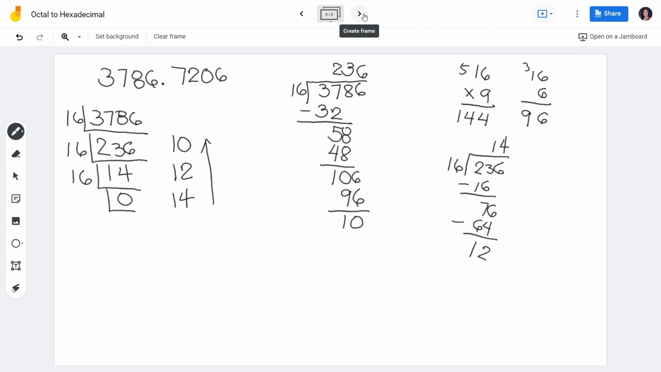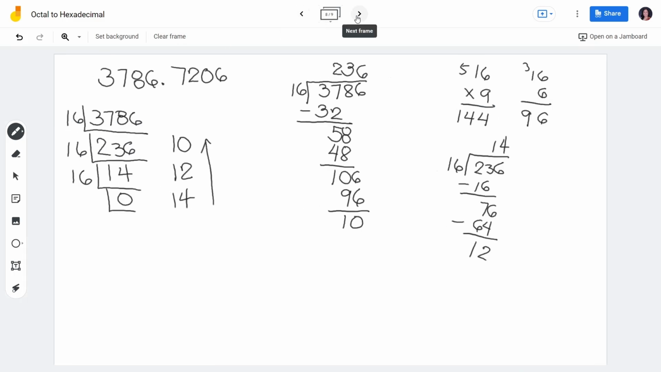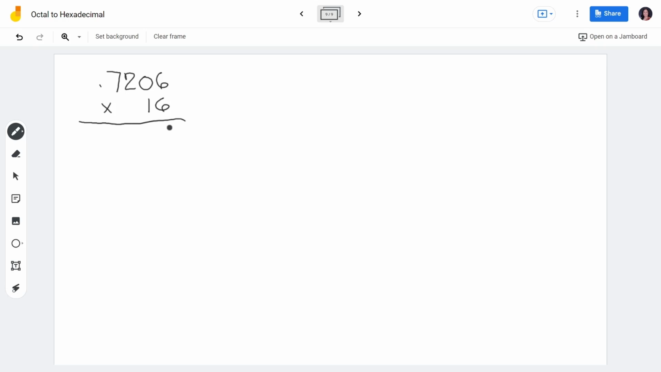Next is the fraction part. 7206 times 16. So let's provide up to 4 places. Okay. So 6 times 6 is 36. So 6 times 0, 0 plus 3, so 3. 6 times 2 is 12. So 7 times 6 is 42 plus 1 is 43. Then 1 times 6 is 6. And then 1 times 0 is 0. 1 times 2 is 2. And then 1 times 7 is 7.